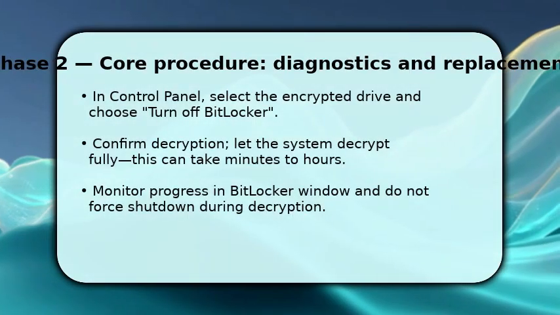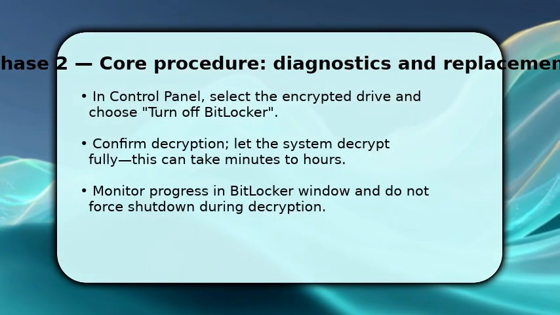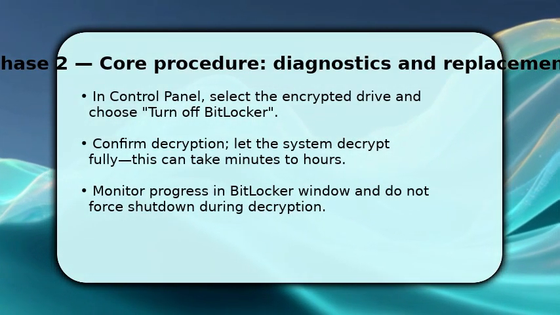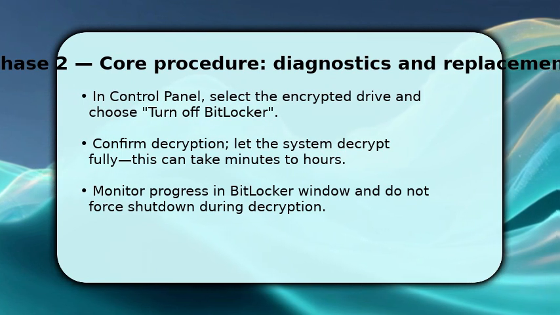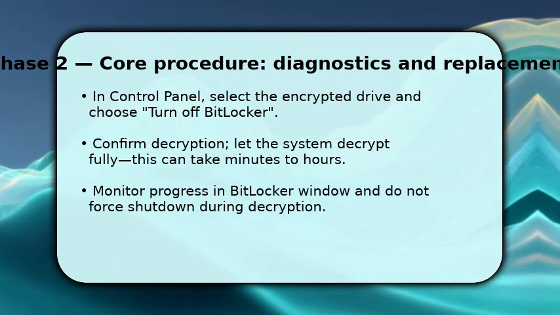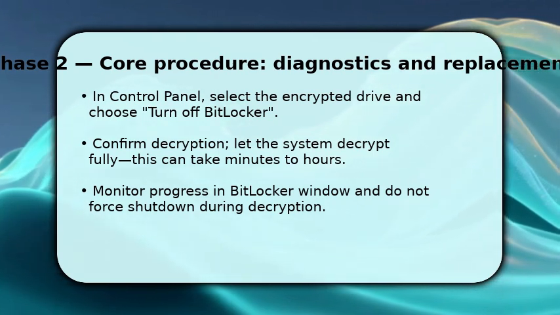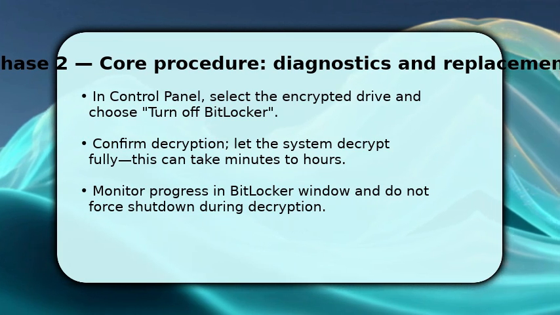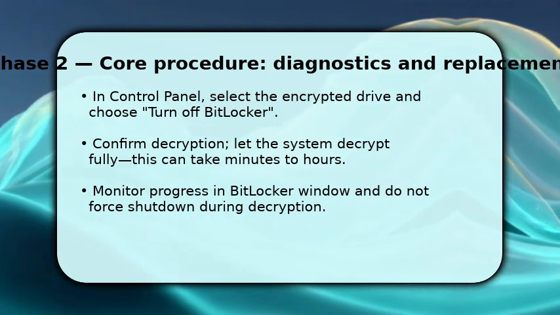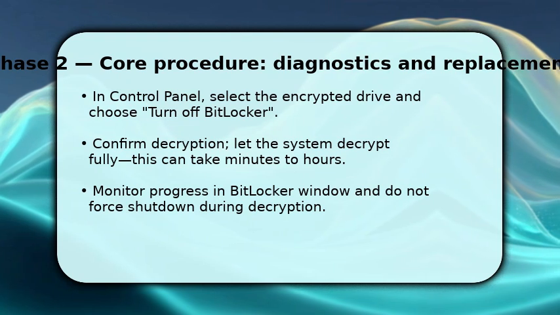You select the specific drive and choose Turn off BitLocker because this instructs Windows to decrypt the volume. You are reversing the encryption. Confirm the action when prompted. Windows will queue the decryption and show progress. Make sure you do not interrupt power or reboot mid-process because partial decryption can leave the drive inaccessible.